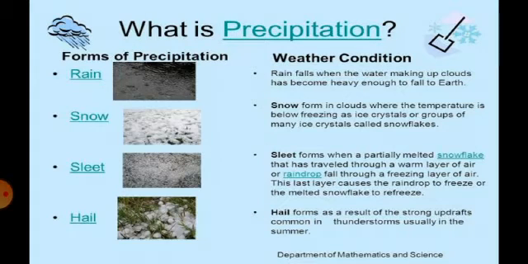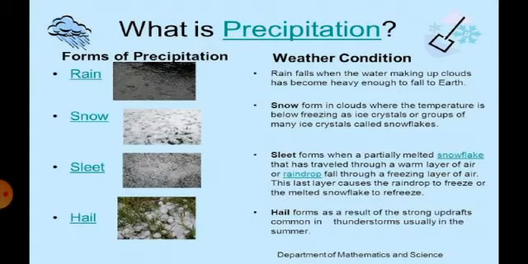So, what is precipitation? Different forms of precipitation are rain. Rain falls when the water making up clouds has become heavy enough to fall to earth. Snow. Snow forms in clouds where the temperature is below freezing as ice crystals, in groups of many crystals called snowflakes. And what is sleet?